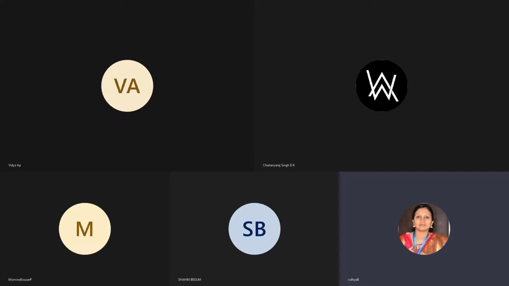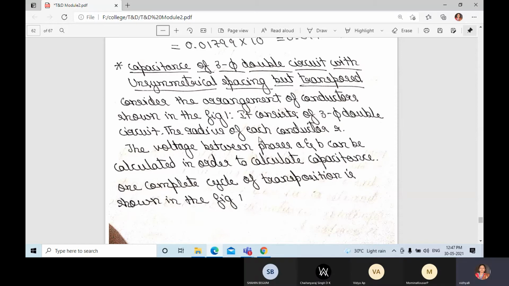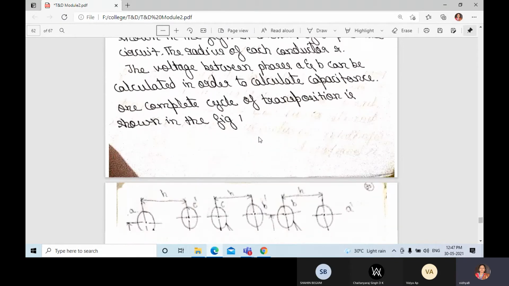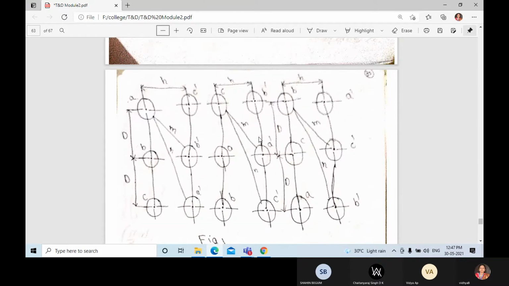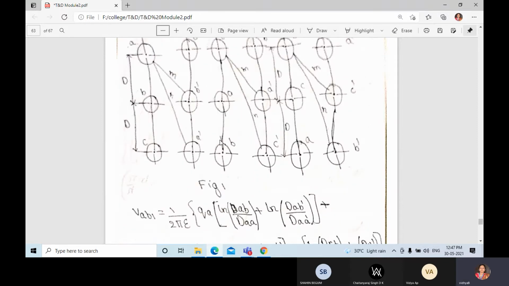We will discuss the capacitance of a three-phase double circuit with unsymmetrical spacing but transposed. We have already discussed the capacitance of a three-phase circuit with unsymmetrical spacing but transposed. This is a double circuit. You can observe this figure. This is A, B, C, and the next, the second circuit, is A dash, B dash, C dash. This is a double circuit. We are considering three cases here.